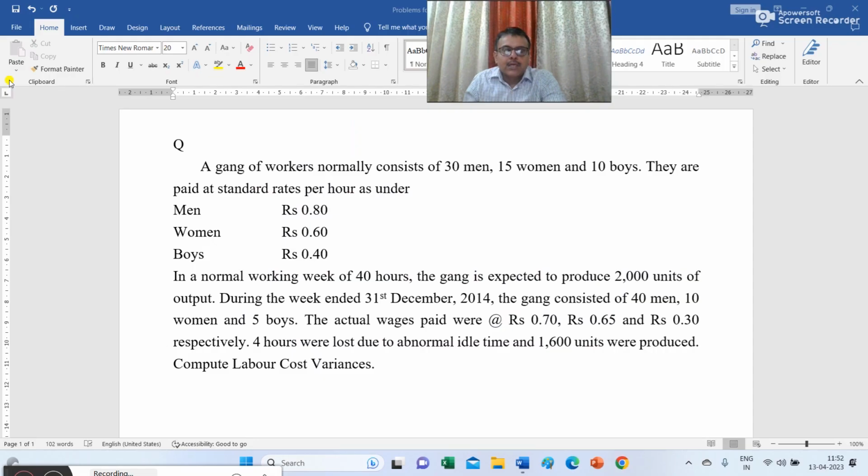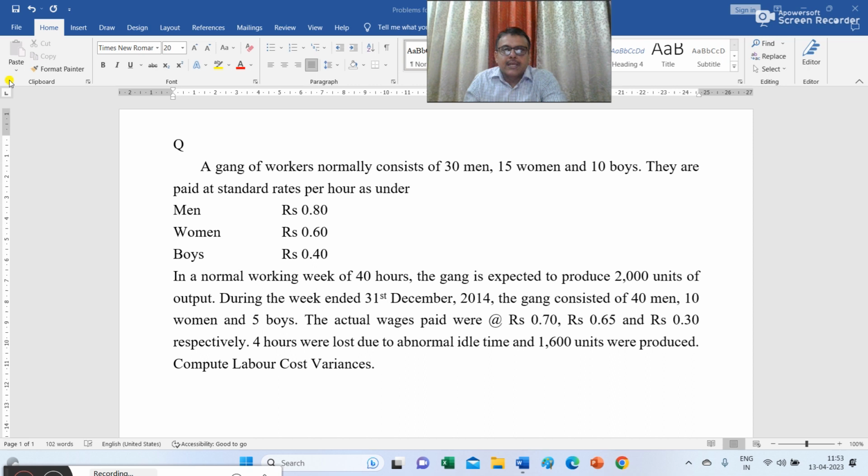A gang of workers normally consists of 30 men, 15 women and 10 boys. They are paid at standard rates per hour as under: men rupees 0.80, women rupees 0.60, boys rupees 0.40. In a normal working week of 40 hours, the gang is expected to produce 2000 units of output.